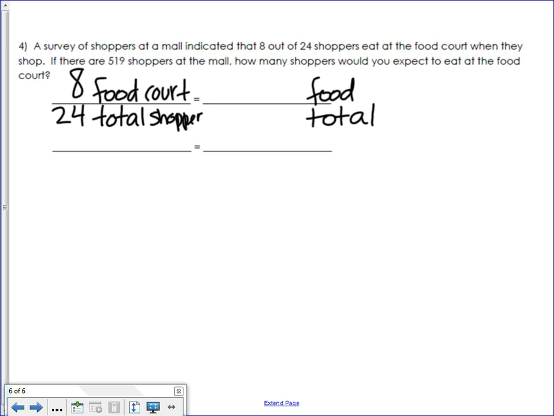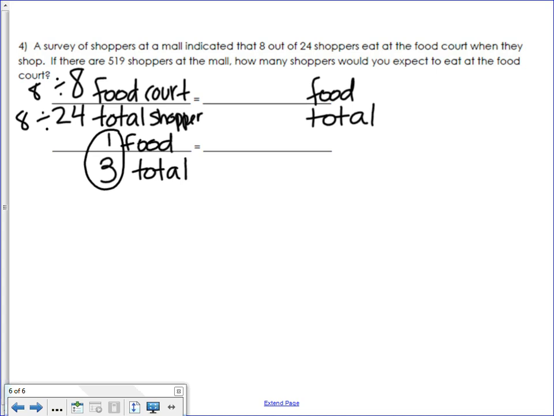So, our first ratio can be simplified. Both 8 and 24 are divisible by 8. So I'm going to go ahead and simplify this ratio to 1/3. This is called a unit rate because it's telling me the rate at 1 unit. Whenever you have a ratio that has the rate at 1, it will be called a unit rate. Now I can finish the question.